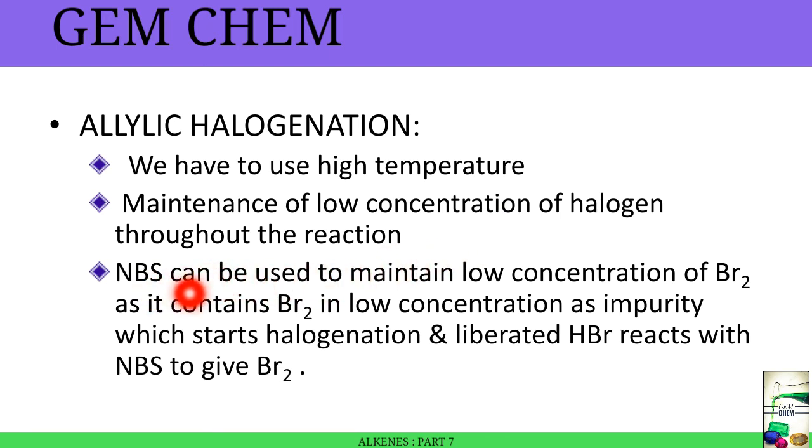Now, how to maintain the low concentration of halogen? This can only be maintained by using, for bromine, something different, that is NBS. NBS is N-Bromosuccinimide. Okay. So, this NBS looks like this: N-Br and this one, 2 double bond O. So, this is N-Bromosuccinimide. Okay, N-Bromosuccinimide.